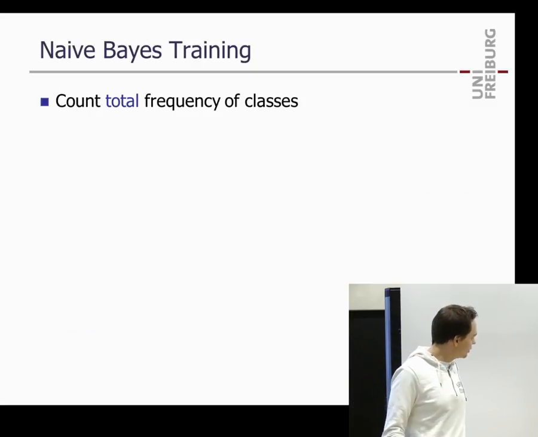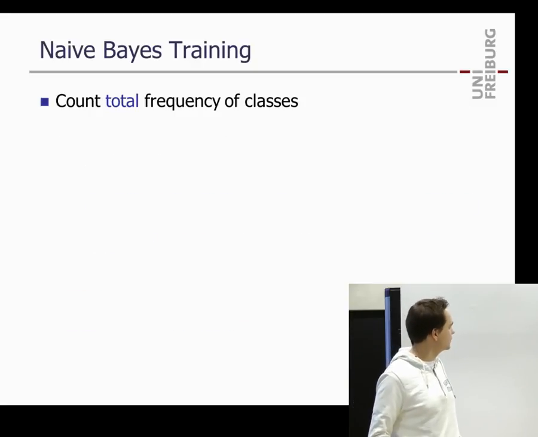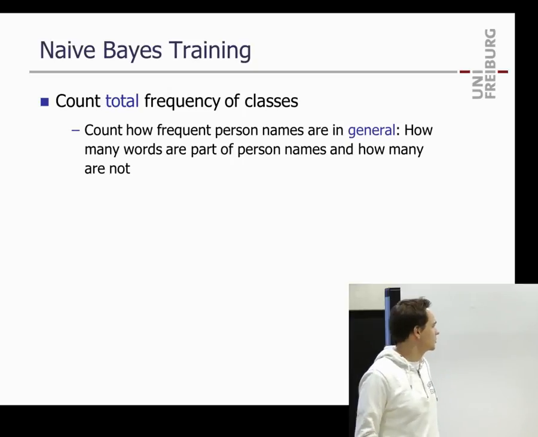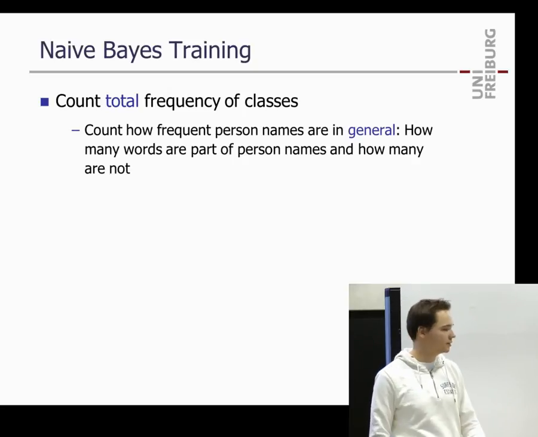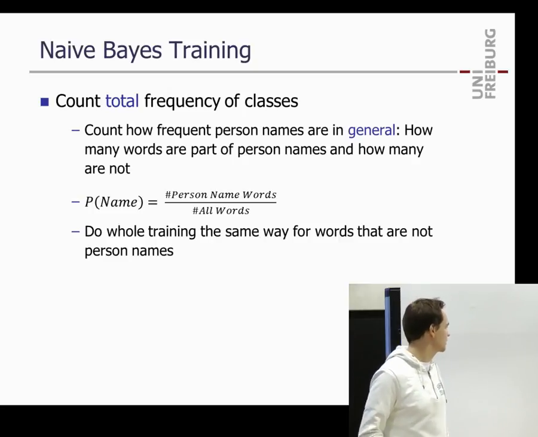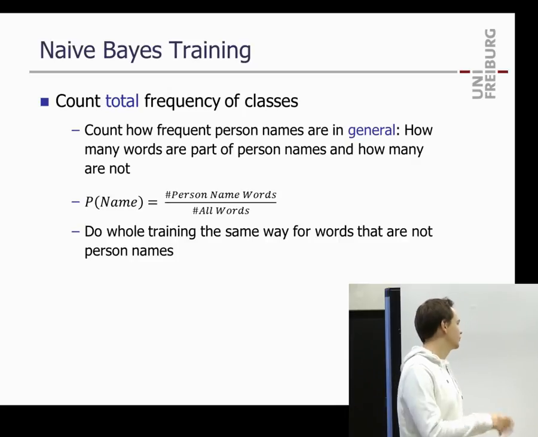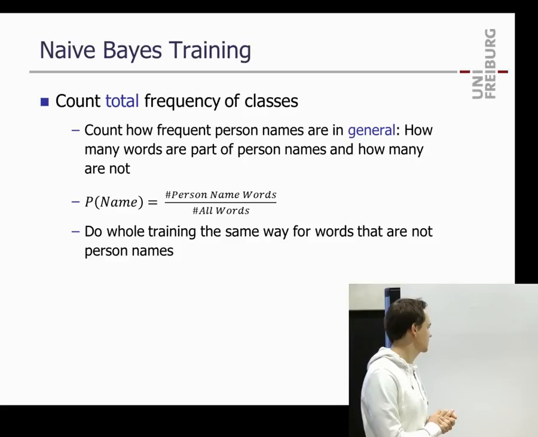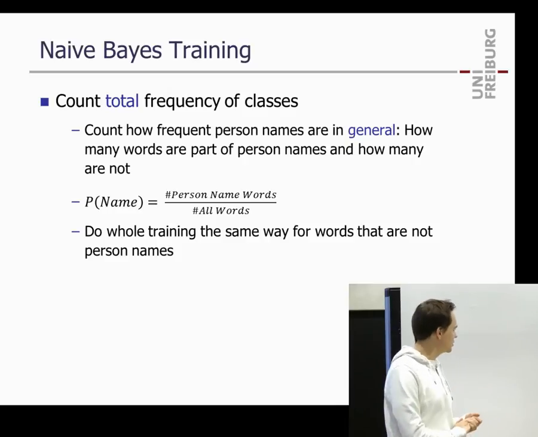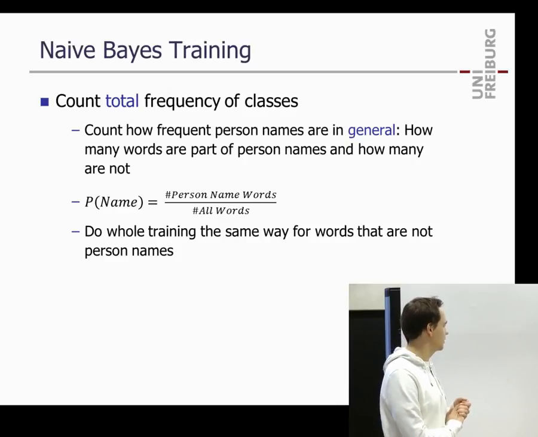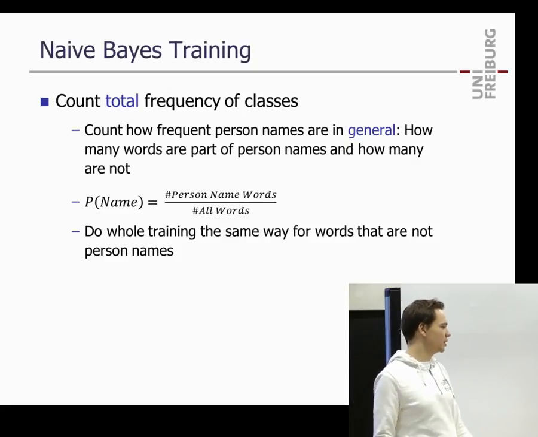What you also do is count the total frequency of classes. So you count how frequent person names are in general: how many words are parts of person names and how many are not. So you end up with something like 50%, probably not, more like 5%, maybe 5% of all the words are person names or something. Then when you've done this training, you also do it for the other class. You do the same for the class that is not a person. So you also count how many words that are not persons are capitalized and so on.